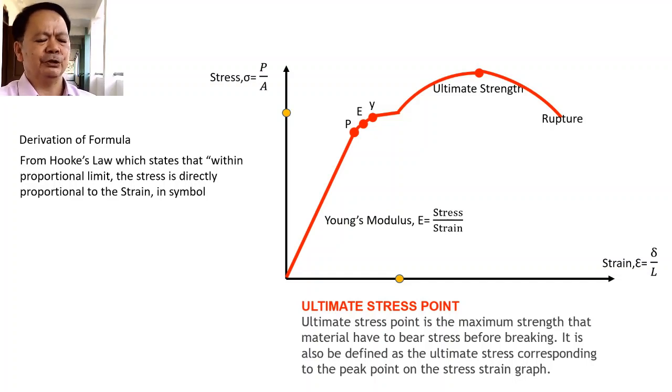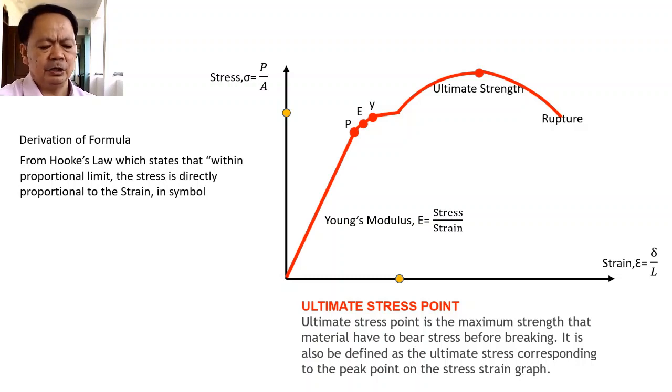So bago ko ipakita ito, banggitin ko muna, explain ko muna, ano ba itong Hooke's law at saan ito nanggaling? Actually, this Hooke's law was the concept that was formulated by Robert Hooke when he studied the behavior of the material when the material is subjected to an axial load. And he was able to come up with the relationship between the stress and strain when he observed that within the proportional limit, the stress is directly proportional to the strain.